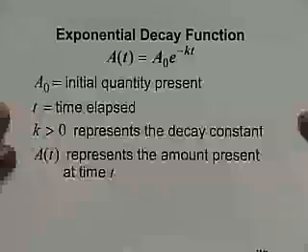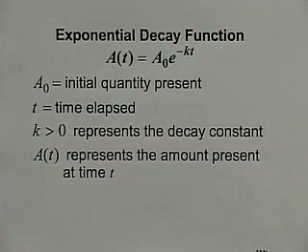Similarly, we have the exponential decay function, which is given by A of t equals A sub 0 times e raised to the negative kt, where again A sub 0 represents the initial quantity present, t is the time elapsed, k greater than 0 represents the decay constant in this case, and A of t represents the amount present at time t. Now, one application of exponential functions is radioactive decay.